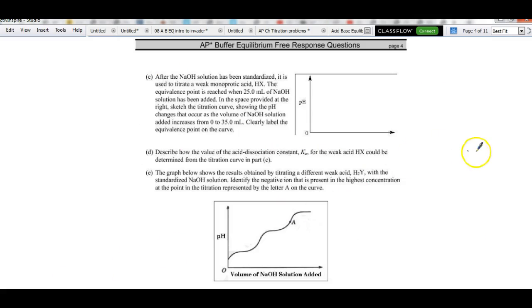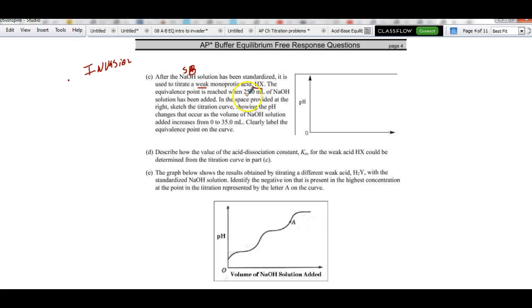See how this has nothing to do with buffers, therefore we need to do it. All right. After the NaOH solution has been standardized, it is used to titrate. So we've got this known that we're doing. This is going to titrate a weak acid. So we've got strong base, weak acid.